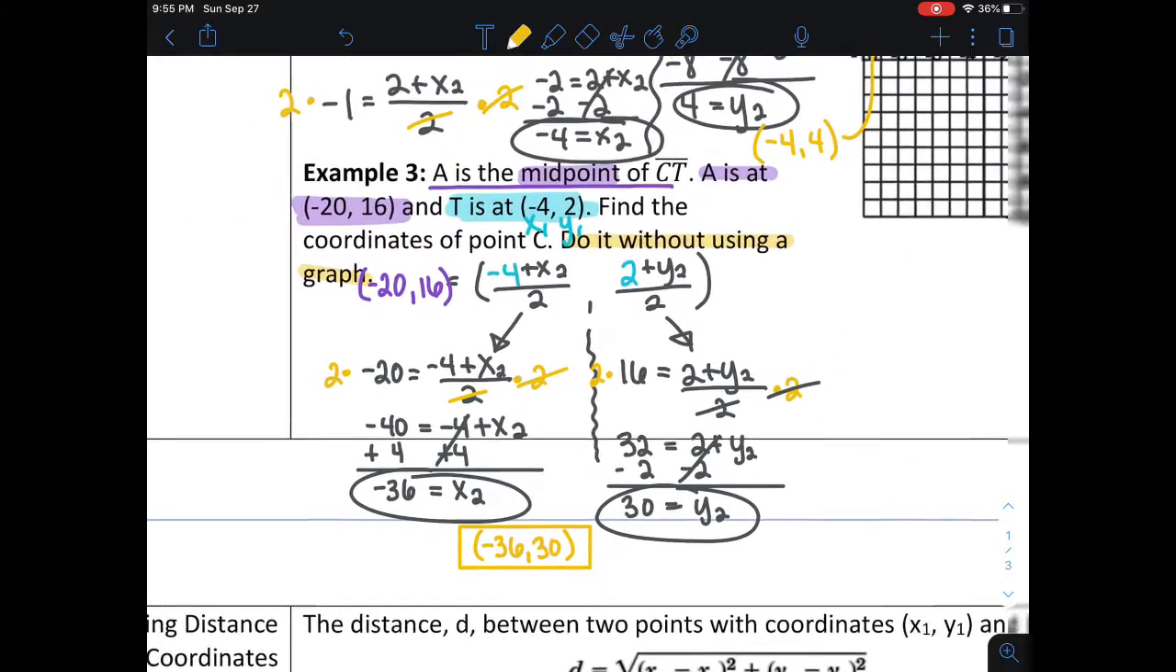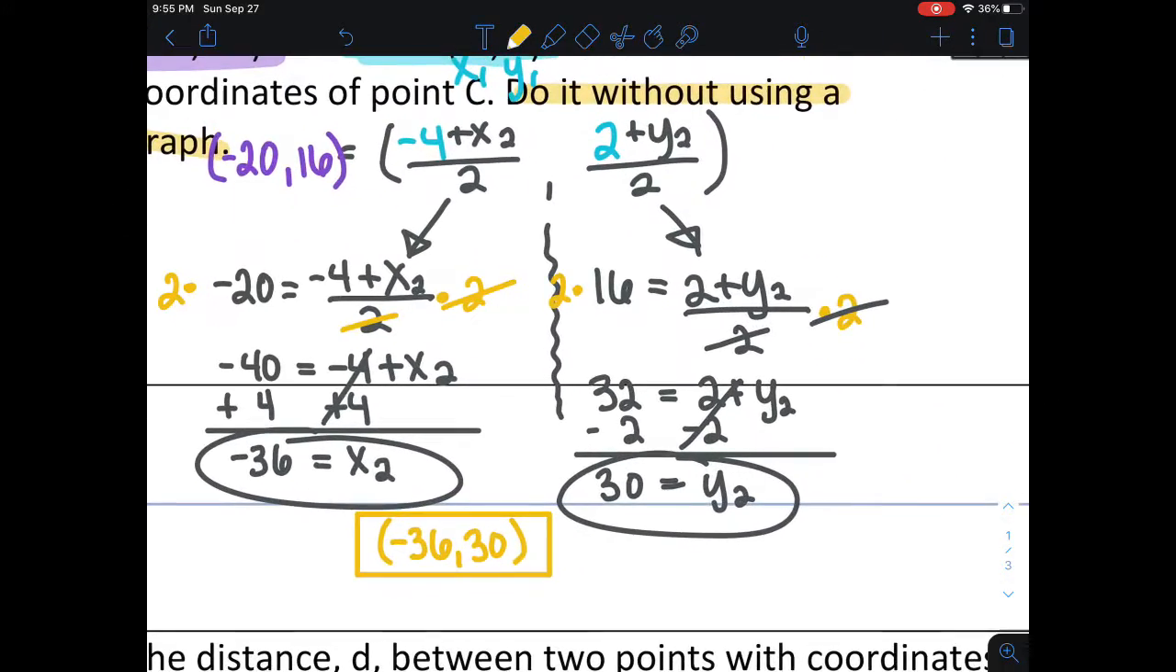And that was point, what was this point called? C. So this was point C. Hold on, let me move this box out the way. So that's point C. I told you guys always label your answers. Okay, so there you go.